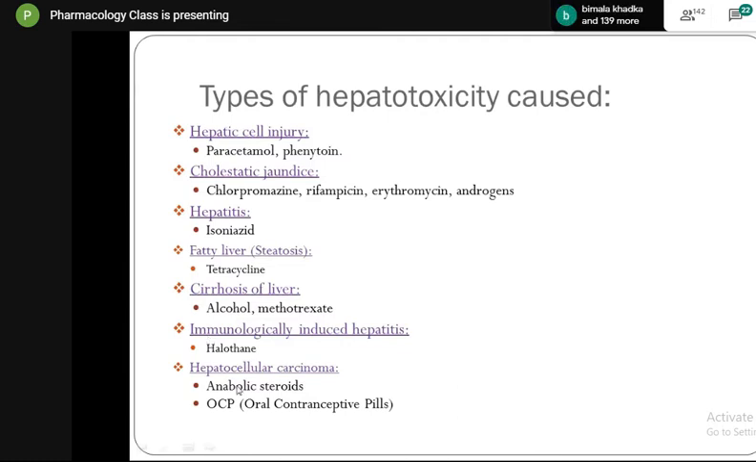And the other one is your hepatocellular carcinoma, which is the formation of cancerous cells in the liver. Okay, so these two drugs from the reproductive system, that is your anabolic steroids and oral contraceptive pills, can have such an effect.